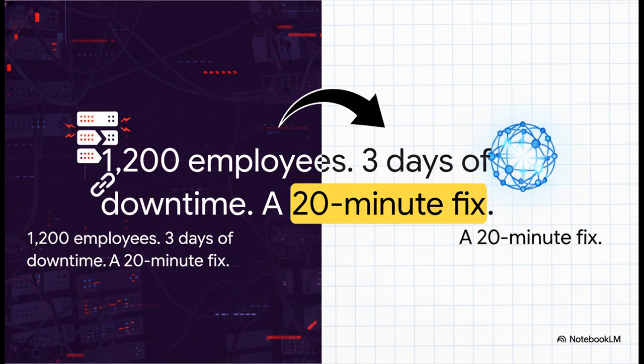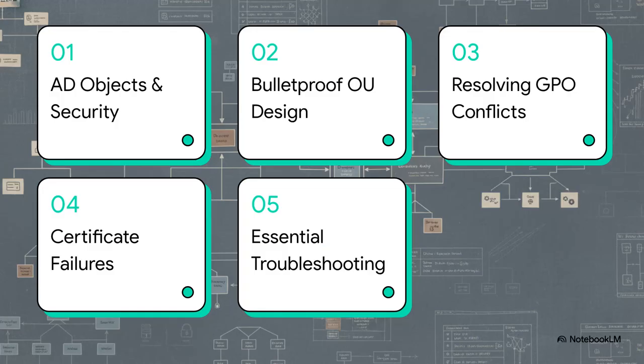And the wild part? It was all caused by a simple group policy conflict that proper organizational unit design would have entirely prevented. It literally would have taken 20 minutes to fix if the structural design was correct from the start. Get this stuff right, and you're the hero of the IT department. Get it wrong? Well, you're looking at a catastrophic outage. So we've got a lot of ground to cover.